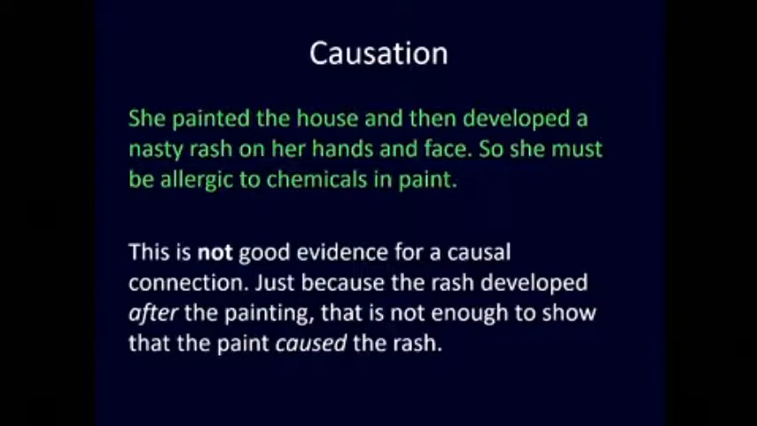What's the evidence here? What's the premise? It's just a sequence of events. She painted the house, and then she got the rash. That's not enough to establish the conclusion, right? It might be the painting of the house that caused the rash, but then again it might not. It might be something else. It might have nothing to do whatsoever with her being outside and painting.